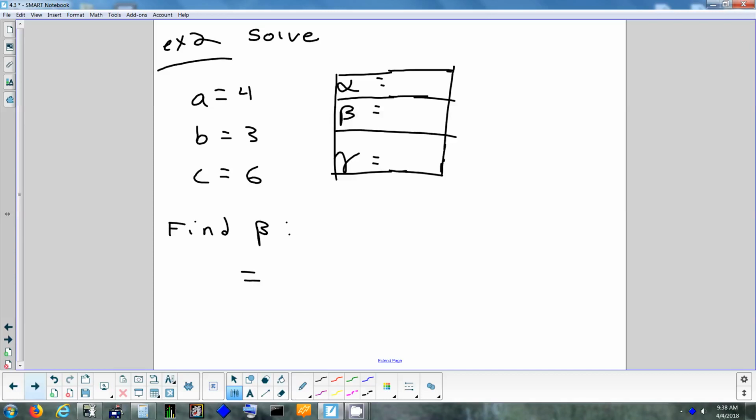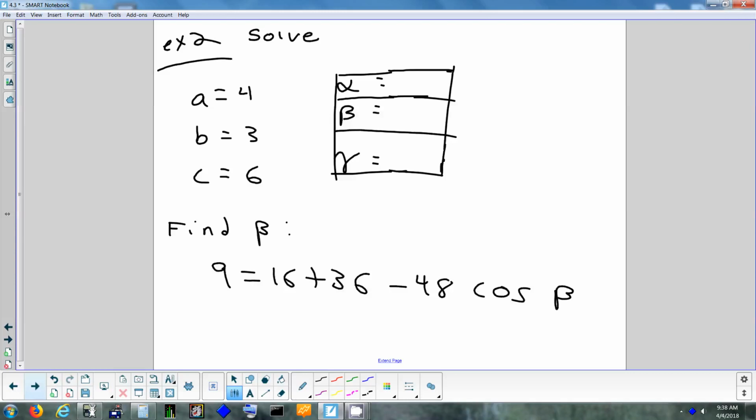So I guess it is number 2. B squared equals a squared plus c squared. Yep, go ahead. Minus 2ac cosine beta. 2 times 4 is 8. 8 times 6, 48. And then he just told me cosine beta.